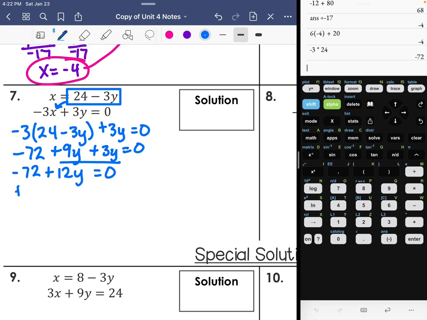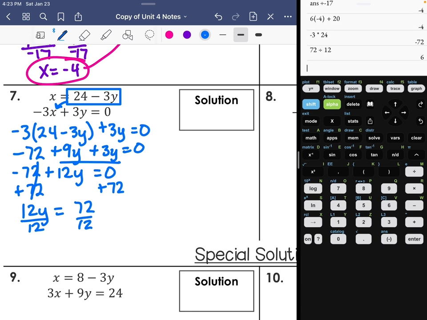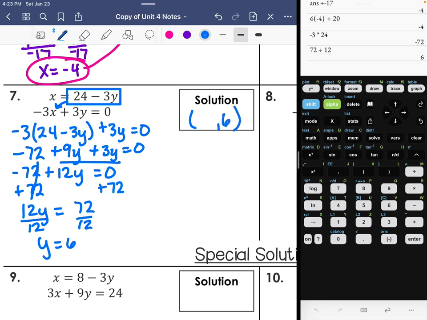Then I'm going to add the 72 to 0 so that I can start getting y by itself. 72 plus 0 is just 72. And then 72 divided by 12 is 6. So now I know in my solution box, I'm going to have 6 for y.